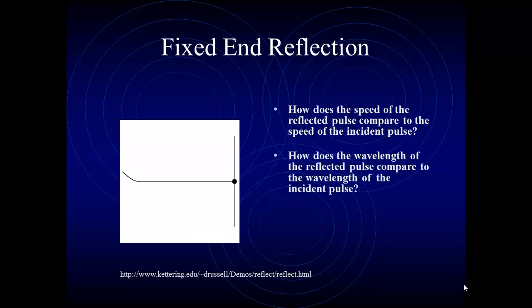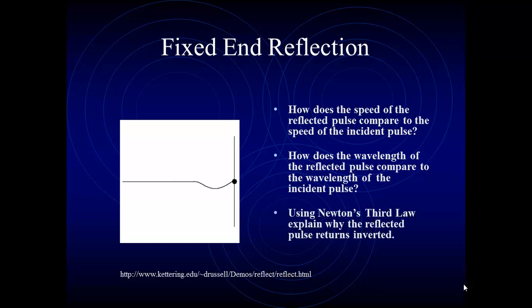Okay, let's look at a few other things. How does the wavelength of the reflected pulse compare to the wavelength of the incident pulse? If you're having a hard time seeing this one, take out a ruler and hold the ruler up to the screen. Can you see that the wavelength of the wave doesn't change just because it bounces off that boundary? Well, as you watch that animation, something is definitely changing. What is changing is what we call the polarity of the wave. Okay, it travels as a crest, it hits that boundary, and now it reflects back as a trough. Okay, what we see is that the wave has inverted when it hits that fixed end.